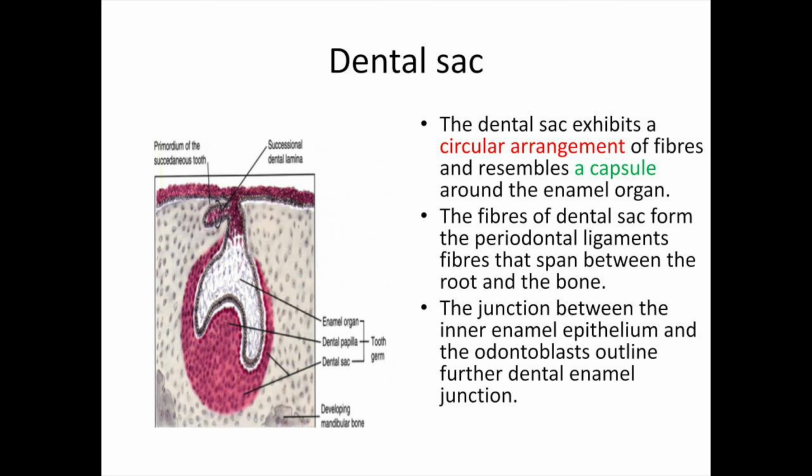Dental sac. The dental sac exhibits a circular arrangement of fibers and resembles a capsule around the enamel organ. The fibers of the dental sac form the periodontal ligament fibers that span between the roots and the bone. The junction between the inner enamel epithelium and odontoblasts outlines the dentinoenamel junction.